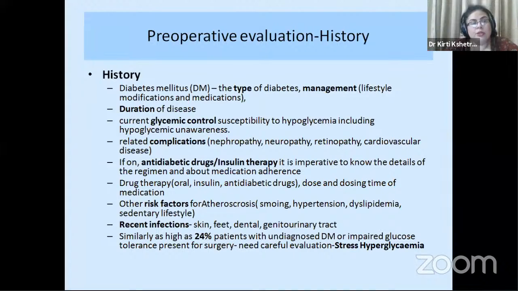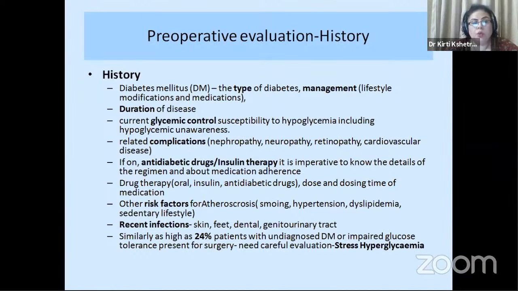Now, coming down to the history part, first we should know the type of diabetes and the management the patient is under, the duration of disease, the current glycemic control, whether the patient has susceptibility to hypoglycemia or hypoglycemic unawareness, and related complications of nephropathy, neuropathy, retinopathy. Whether the patient is on oral antidiabetic drugs or insulin therapy, and if on any therapy, what is its dose and what are the dose timings. This all has to be taken into consideration. Other risk factors for atherosclerosis also have to be identified, as well as recent infections, because these patients are more prone to infections in the post-operative period.